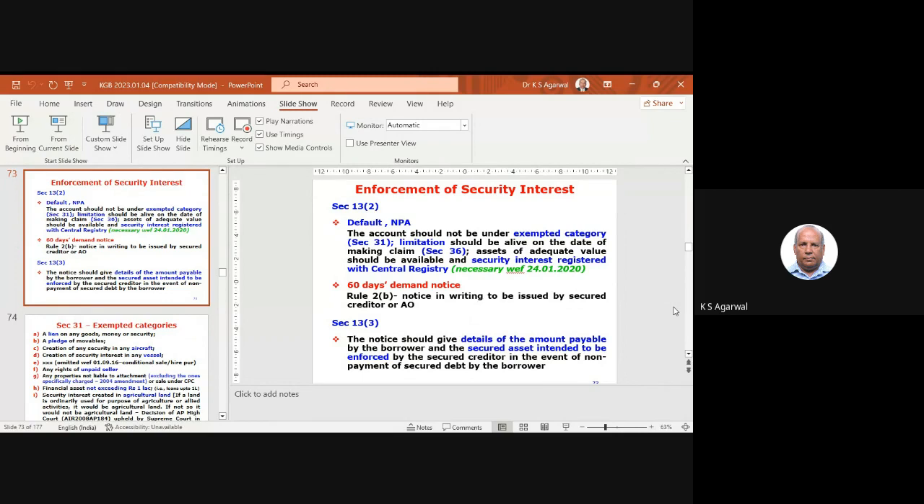Which are the accounts where I can take SARFAESI action? There should be default. The account should be categorized as NPA. Then the account should not be under exempted category. We will see what the exempted categories are. Limitation should be alive, and my security interest must be registered with the Central Registry. These are the conditions. If these are satisfied by an account, I can initiate enforcement action. So how do I initiate? I issue a demand notice. This is known as the 60 days demand notice.